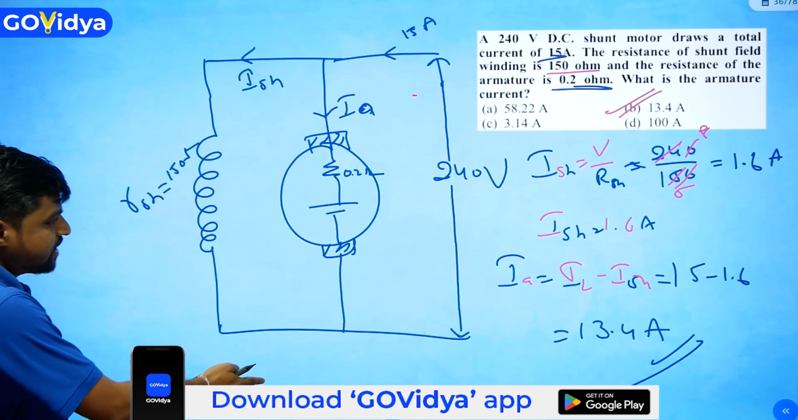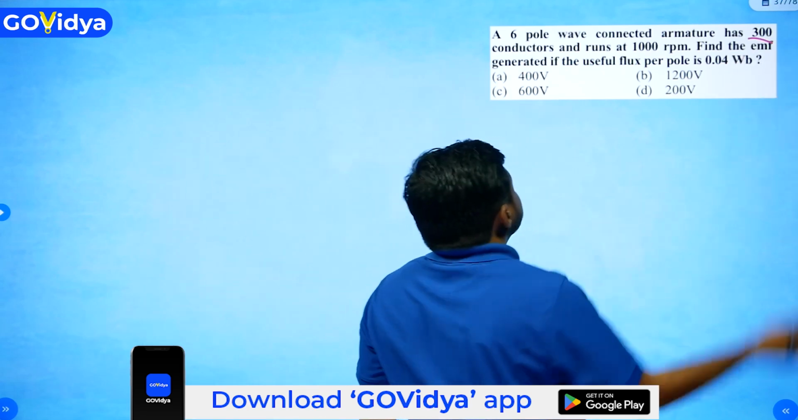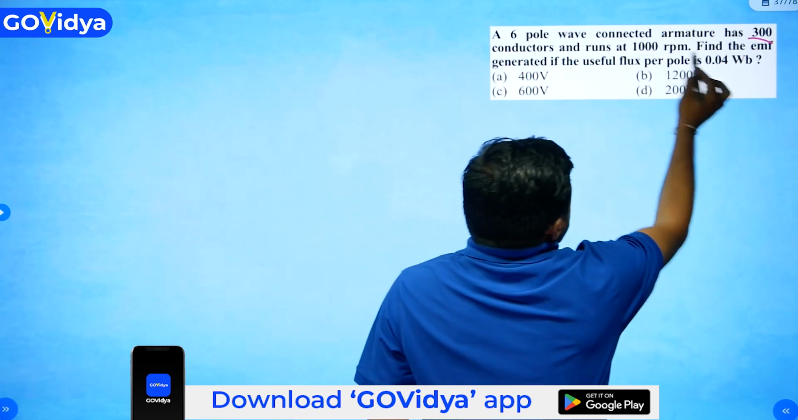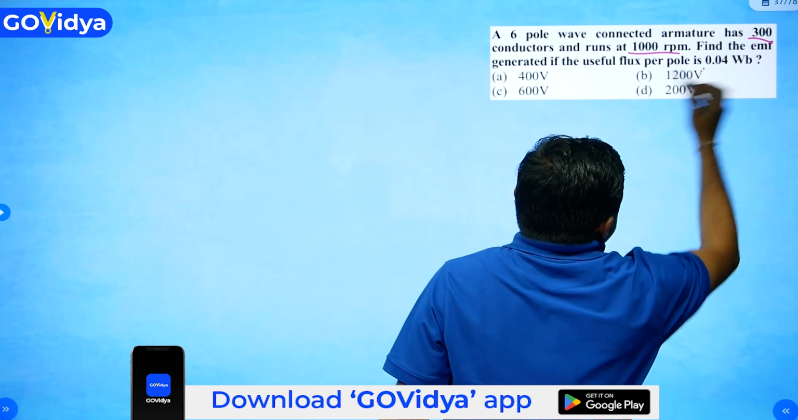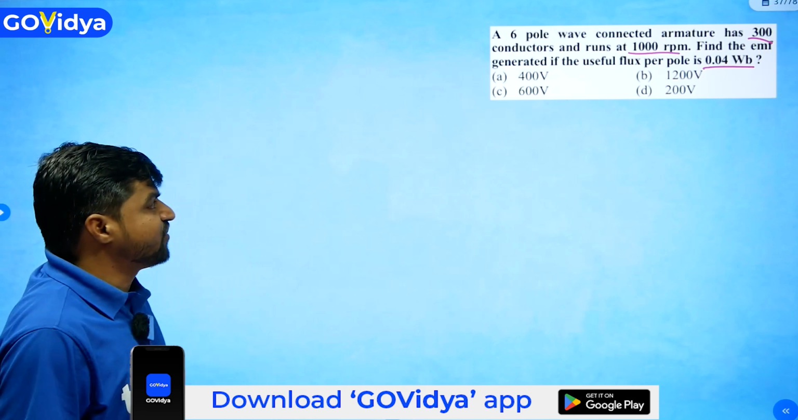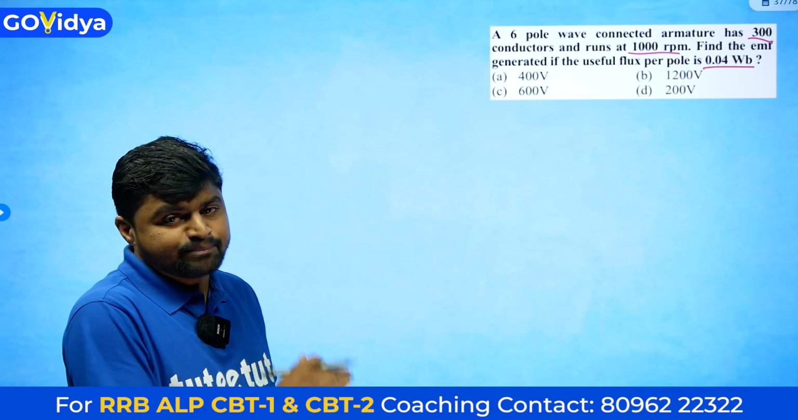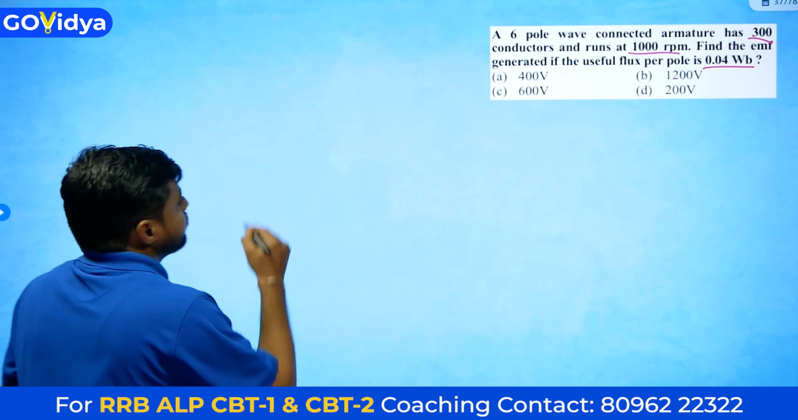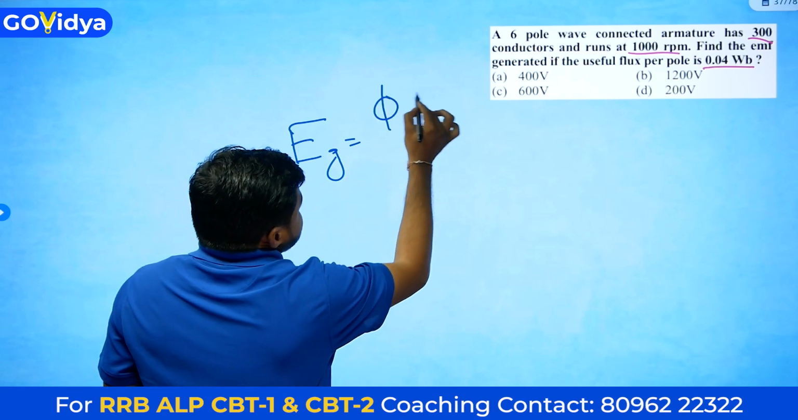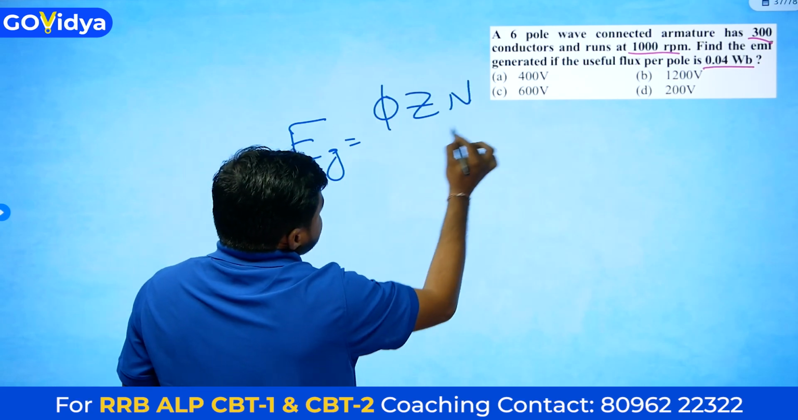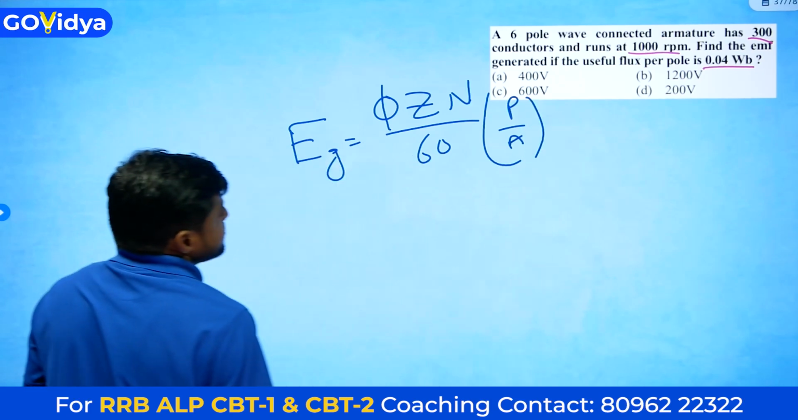Next question. A 6-pole wave connected armature has 300 conductors and runs at 1000 rpm. Find the EMF generated if the useful flux per pole is 0.04 webers. We have to find generated EMF. We have the formula for generated EMF: EG is equal to phi Z N by 60 into P by A.